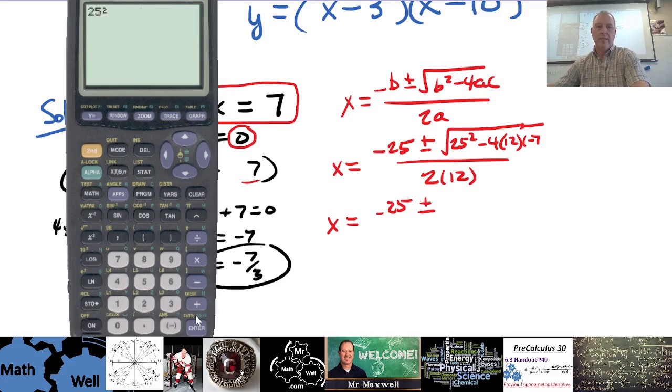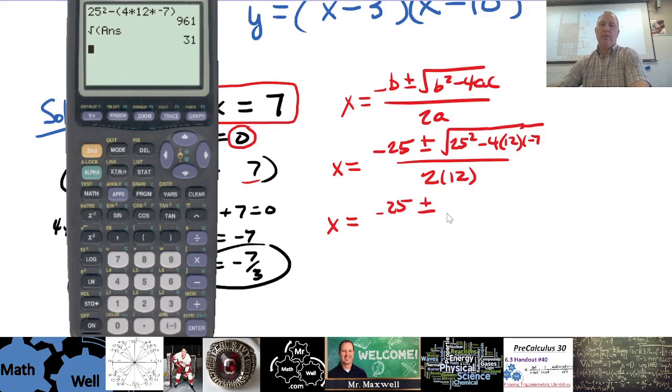25 squared minus, now this is minus 4 times 12 times negative 7. So it's actually plus 4 times 12 times 7, right? Because it's negative and negative. But let's do minus. So we'll do 4 times 12 times negative 7 without a bracket there. I think that should be good. Okay, so that comes to 961. So that's actually 25 squared plus 4 times 12 times 7. Let's see if that's a perfect square. Square root of 961. Whoa, 31.